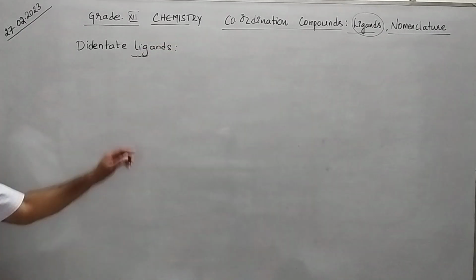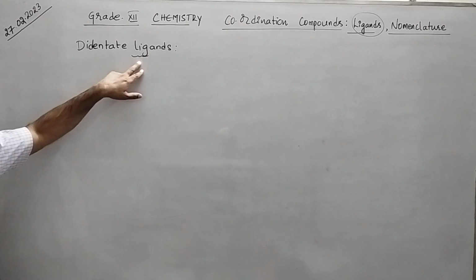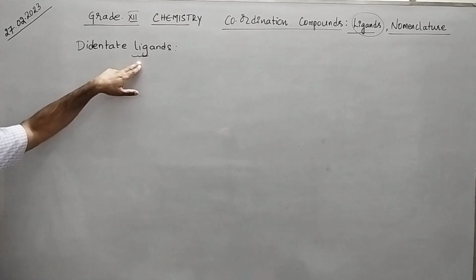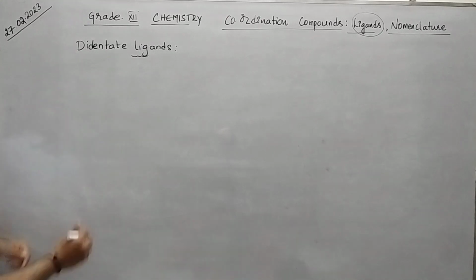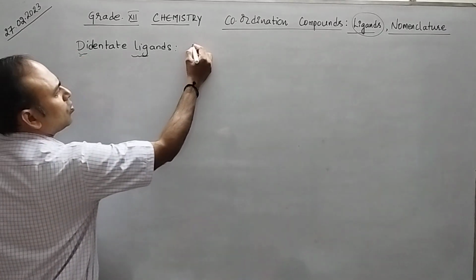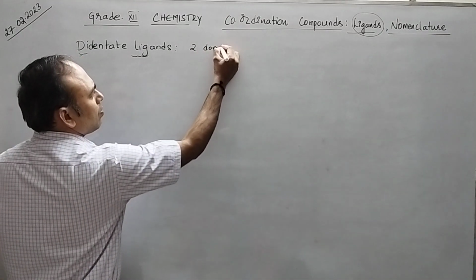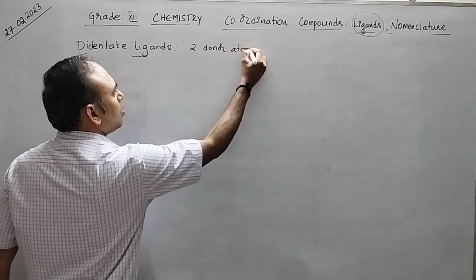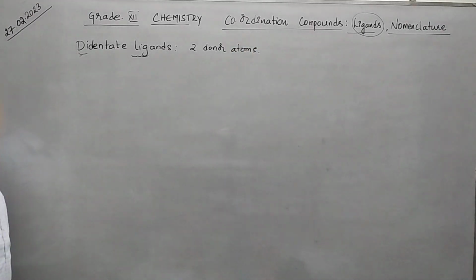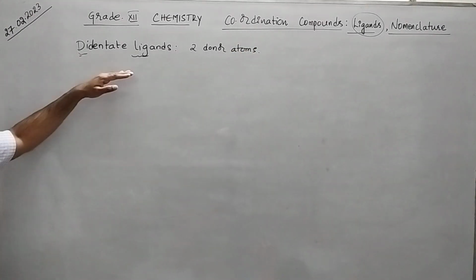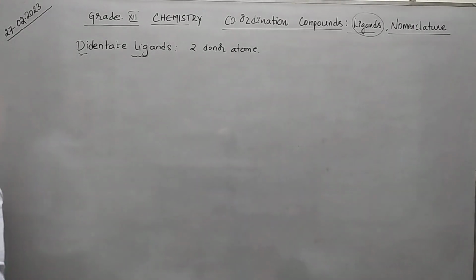You remember what is meant by a ligand? A ligand is nothing but something which donates a lone pair of electrons. Didentate represents that there are two donor atoms, and they will form two coordinate bonds. So let us see some examples which contain two donor atoms.